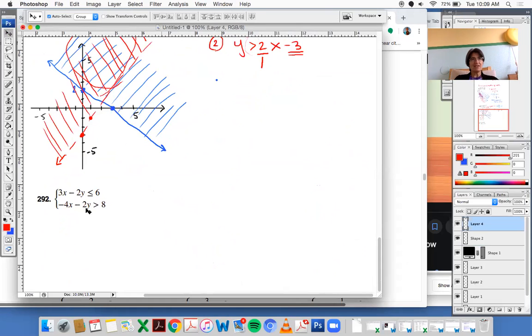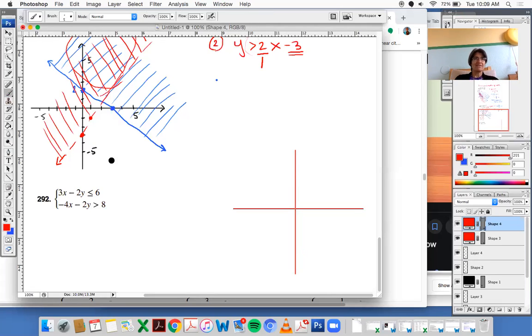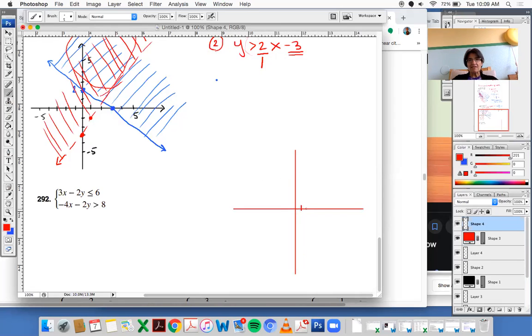Okay, so I have my 2 inequalities here. Let me draw coordinates first. All right, here's a couple of lines and my tick marks. 1, 2, 3, 4, 5. 1, 2, 3, 4, 5. 1, 2, 3, 4, 5. There we go.